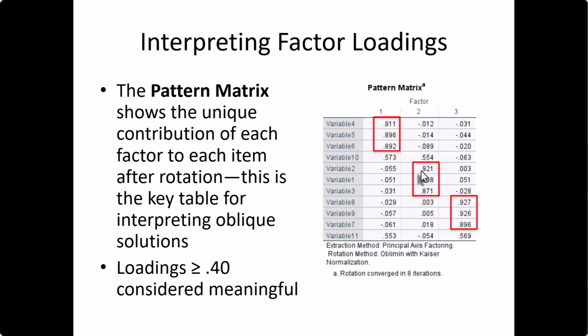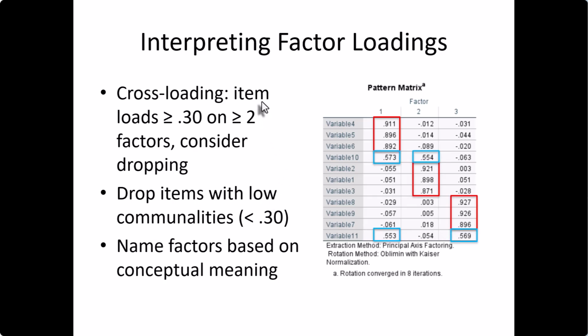In factor 2, we've got variables 1, 2, and 3. And then in factor 3, we've got 7, 8, and 9. And then we have 11, which is kind of hanging out there, and it's got some cross-loading. Cross-loading is when an item loads on 0.2 or more factors, and we want to consider dropping those. We also want to drop items with low communalities, which are less than 0.3, and we'll name our factors based on some conceptual meaning, which we'll get to in just a minute.